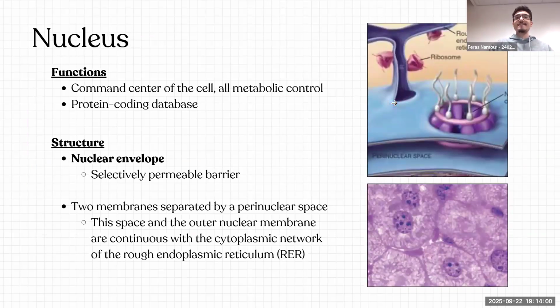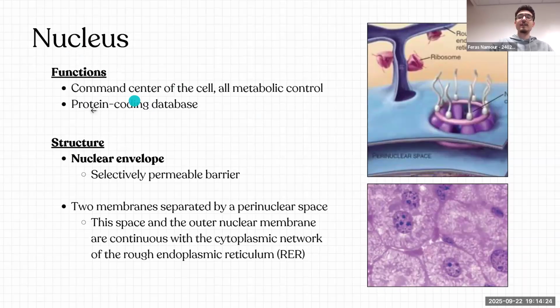This is the biggest organelle in the cell, and also it's the most important one. Well, obviously it's membranous because it is enveloped in a membrane. Now the functions of the nucleus, it's the command center of the cell. All the metabolic control. It can tell me to make ATP, it can tell me to make lipids, protein, and so on. And also, it contains DNA. What is DNA? My protein coding database.